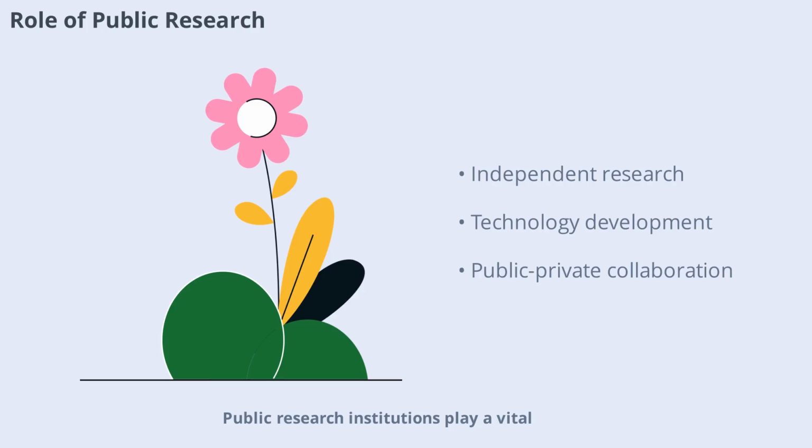Public research institutions play a vital role in advancing plant genetic engineering. They conduct independent studies, develop new technologies, and ensure that innovations are accessible to all. Collaboration between public and private sectors helps drive progress and ensures that genetic engineering serves the broader public good.